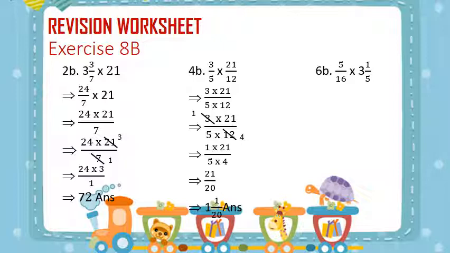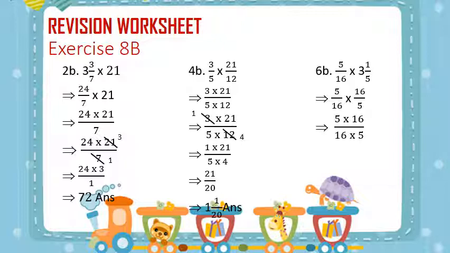Here we have to multiply the fraction 5 upon 16 by another fraction 3 1 by 5. Now 3 1 by 5 is a mixed fraction. So first we have to change this into improper fraction. So it will be 5 upon 16 multiplied by 16 upon 5. Now in the numerator part we will multiply the numerators of both the fractions, and in the denominator part we will multiply the denominators of both the fractions. So 5 multiplied by 16 upon 16 multiplied by 5.